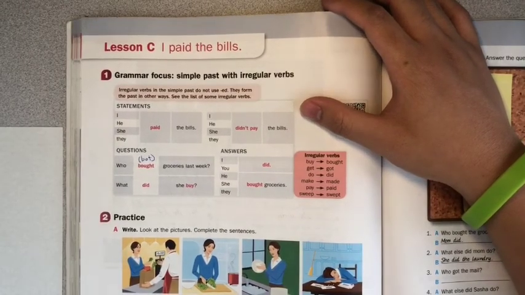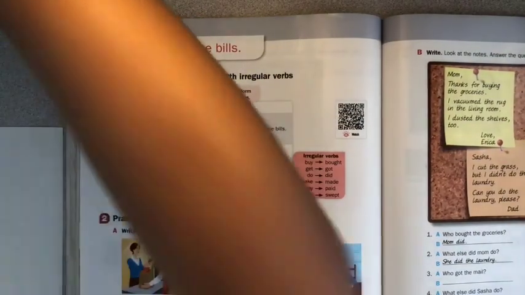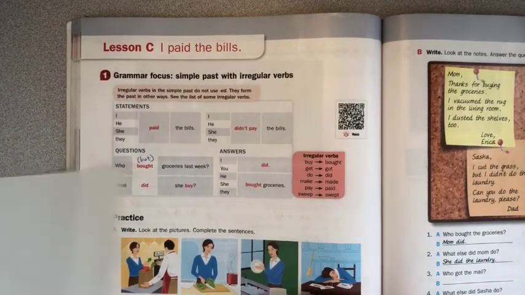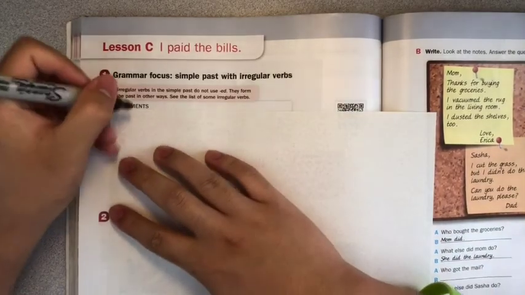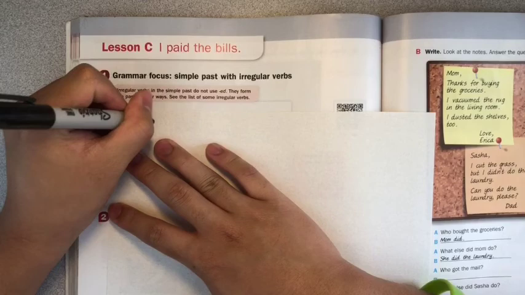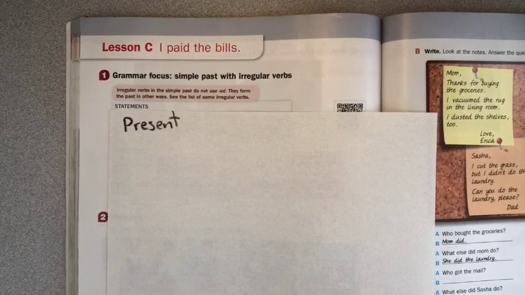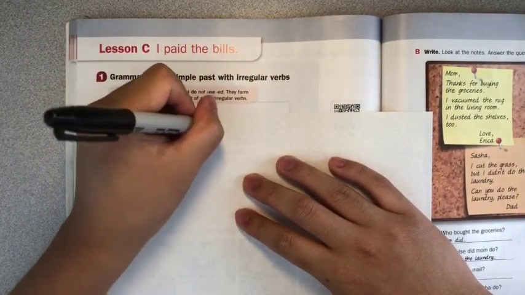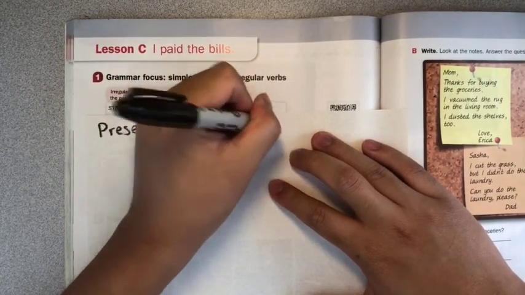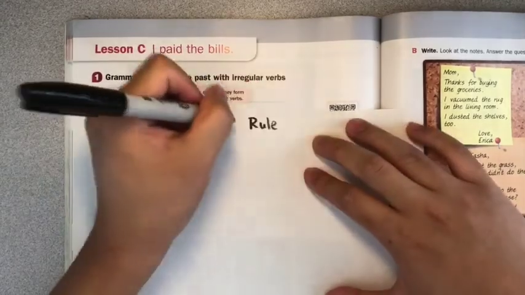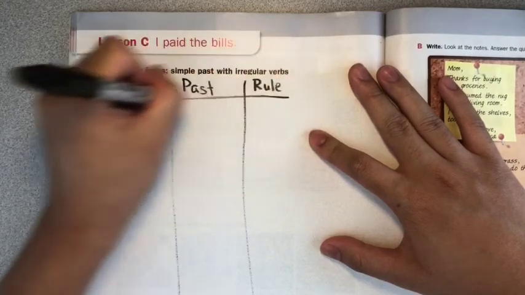Hello! In the previous video, we were working on Lesson C. So now, I want to stop and I want to write all of the verbs we already learned. So, we have the present. I need a new marker. We have the present tense. We have the past tense, and then I want to talk about the rule. So we have present, past, and rule.